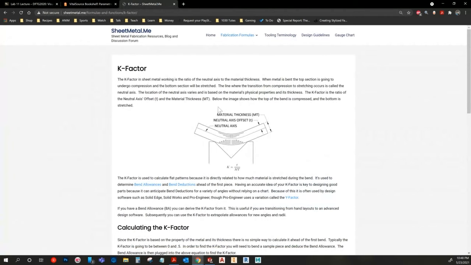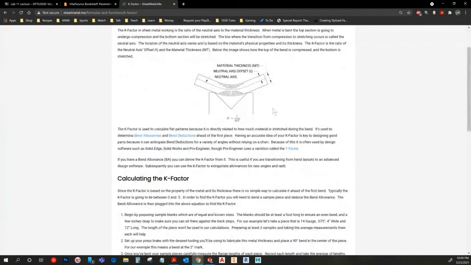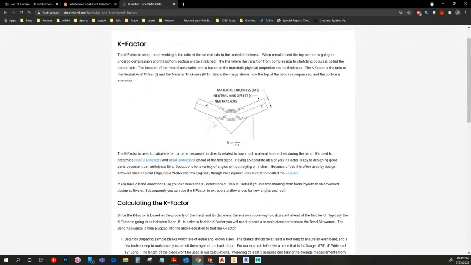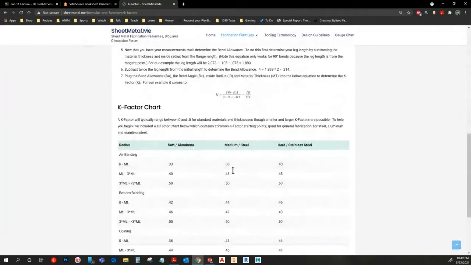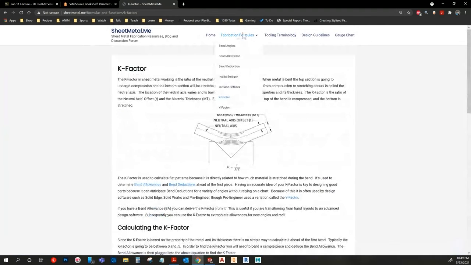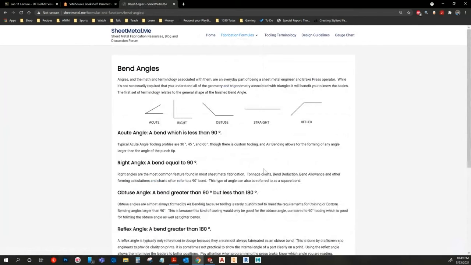So having said that, a long time ago, I really had to teach myself most of this about sheet metal, but this was my go-to website, sheetmetal.me. Take note. I don't know who these guys are, but they're legends, clearly. They talk about K-factor pretty well right here. If you want to read more about it, check it out. But the things that I wanted to talk about are somewhere here on the website. Let's see. So they talk about bend angles.